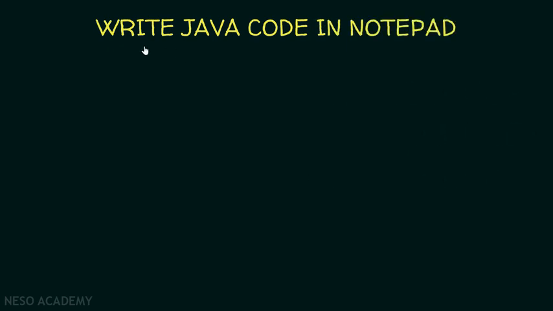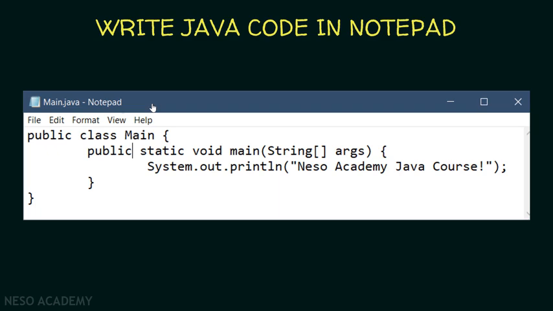First of all, we will write Java code in Notepad. So I'm going to use Notepad and we will write this simple Java program. We have a class called main, and inside it we have the main method. And we are using the println method, and we are printing this string over here. Notice that it is surrounded with double quotes, okay? So this will be the Java program that we are going to compile and run. So whenever we run it, we expect to see this string printed, right?